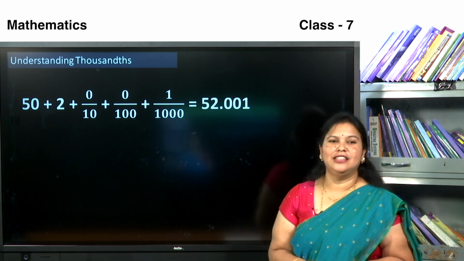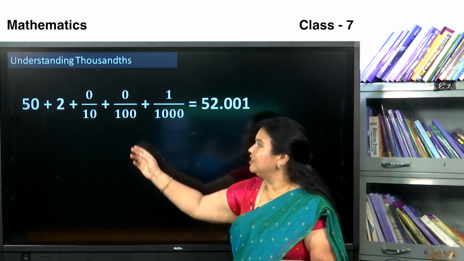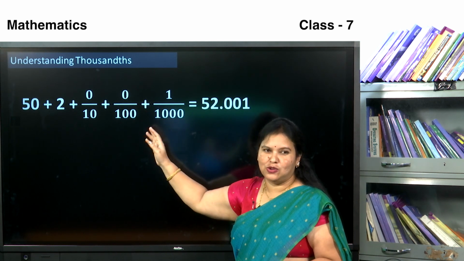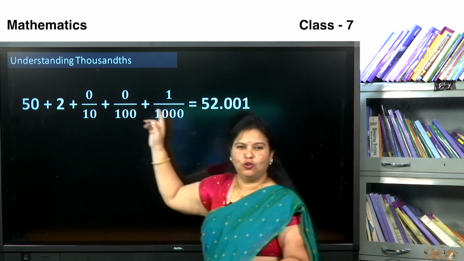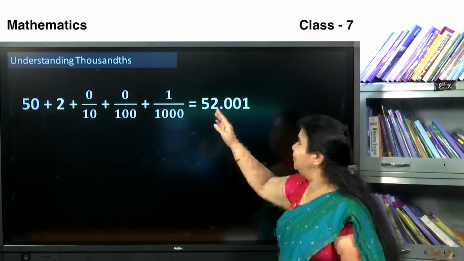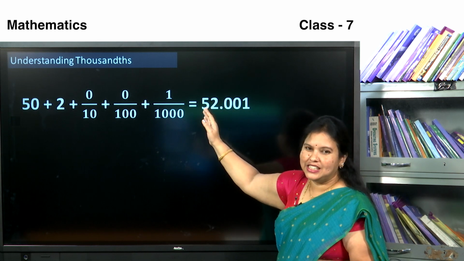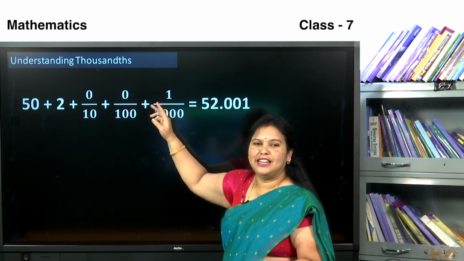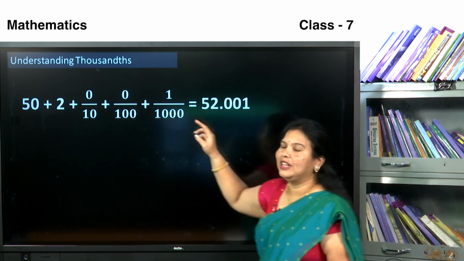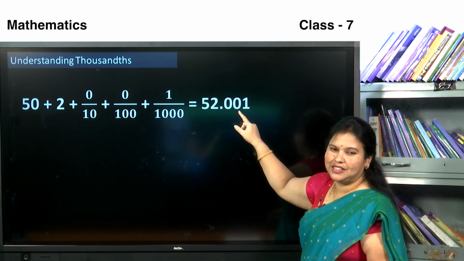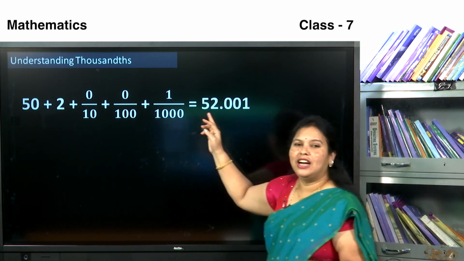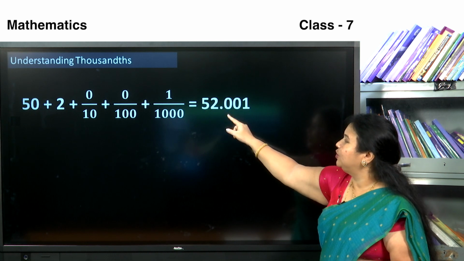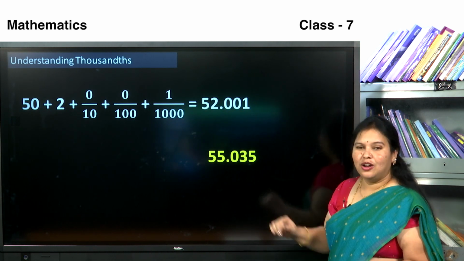Now, it is time to understand thousandths place. Here one example is there: 50 plus 2 plus 0 by 10 plus 0 by 100 plus 1 by 1000. You already know 50 and 2 are whole numbers. So, by adding these two we get 52, and we have to write it before the decimal point. 0 by 10 is in tenths place, and another 0 is there in hundredths place. So, we have to write 2 zeros in tenths and hundredths place, and 1 is there in thousandths place. By adding all this we get 52.001.